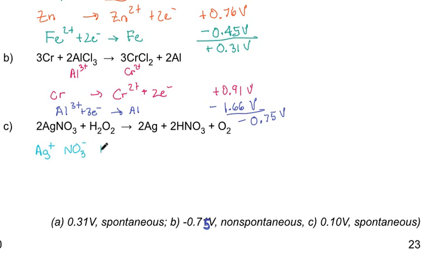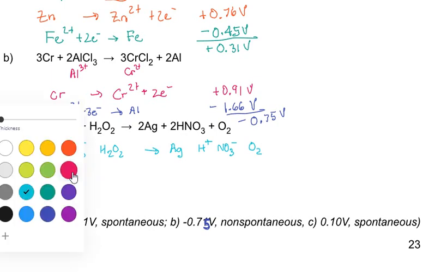And then we have hydrogen peroxide, H2O2, arrow, and then we have silver metal. Nitric acid, same thing. This will dissociate instantly into hydrogen ions and nitrate ions. Nitrates just don't stick to anything incredibly hard. And, of course, we get oxygen gas. That doesn't dissociate. That's a molecule. So, these are the species before and after.